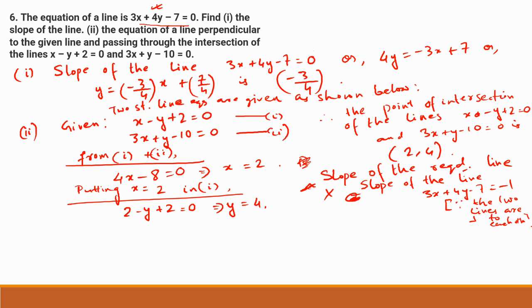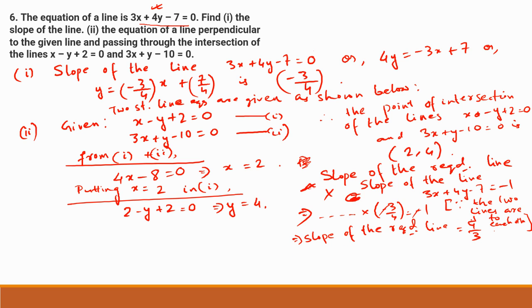Alright, so these two lines are perpendicular to each other. This will give it as minus 1. So this implies the slope of the required line is what? That you have to find. Again, write: slope of the required line times slope of the line that you got, which is minus 3 by 4, equals minus 1. So slope of the required line equals 4 by 3.